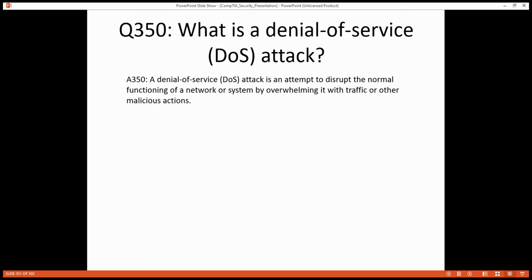Q350. What is a denial of service, DoS, attack? A350. A denial of service, DoS, attack is an attempt to disrupt the normal functioning of a network or system by overwhelming it with traffic or other malicious actions.